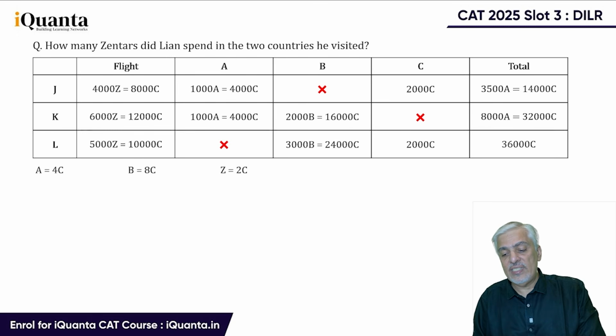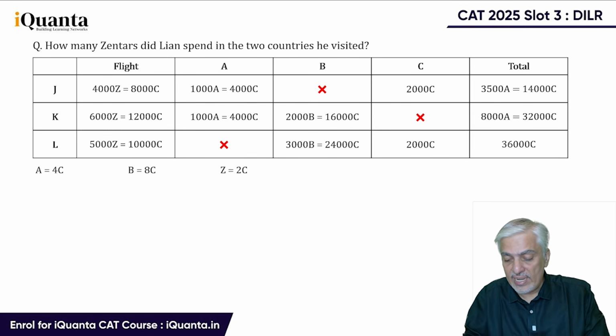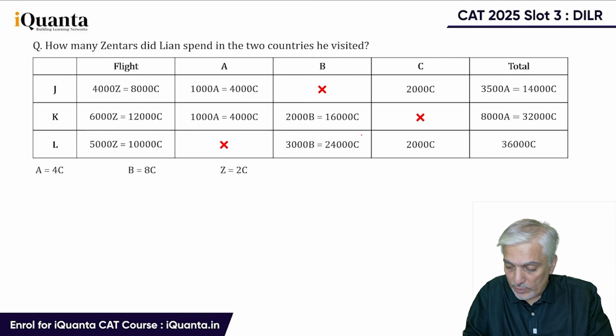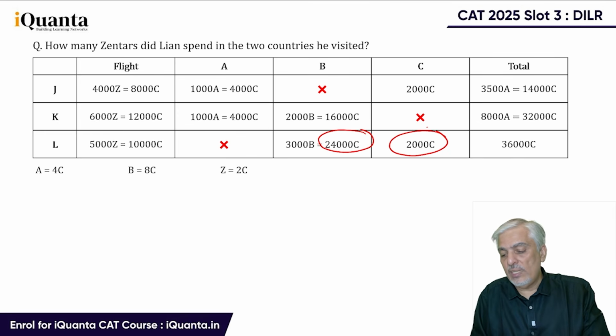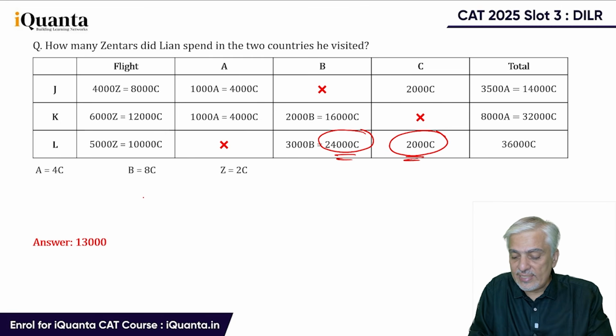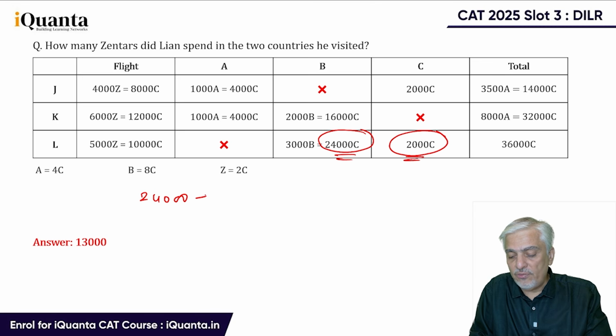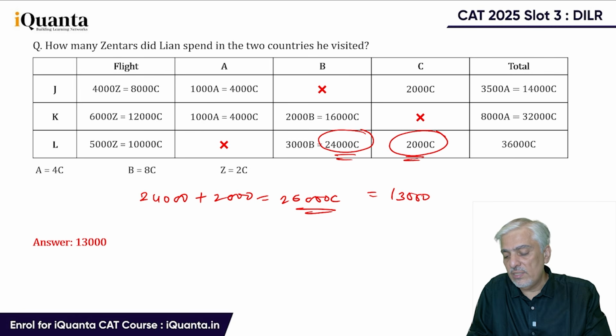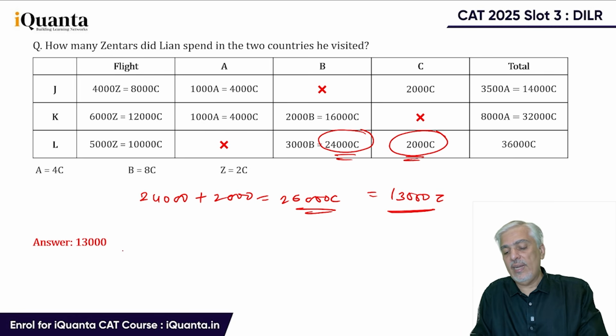Next question. How many Zentars did Lian spend in the two countries he visited? So Lian has spent over here and over here. So Lian has spent a total of 24 plus 2, 26,000 C, which is same as 13,000 Z. And that's the answer over here.